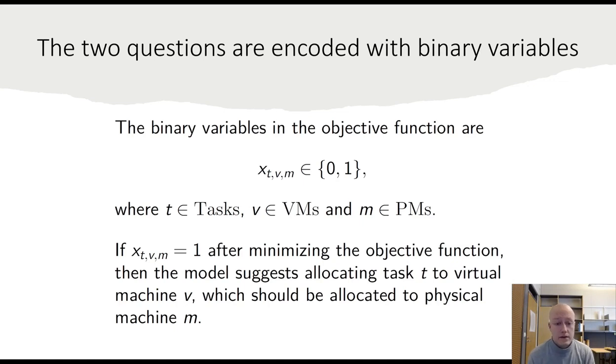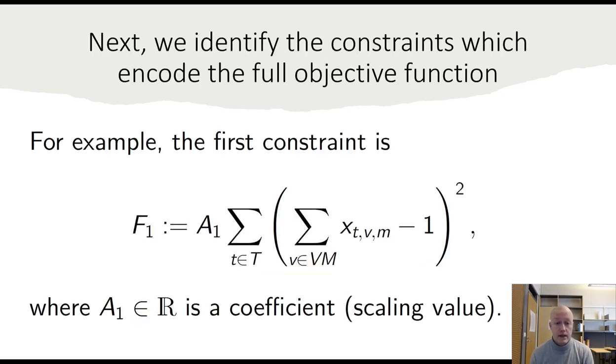And now, taking these two questions, we can define the binary variables of our QUBO formulation. These binary variables depend on tasks, virtual machines, and physical machines, so that if this variable is set to 1 after we have minimized the objective function, then the model suggests that we should allocate this task T to virtual machine V, and this virtual machine V should be allocated to a physical machine M. So now we have defined the binary variables. Next we should identify the constraints which would encode the full objective function.